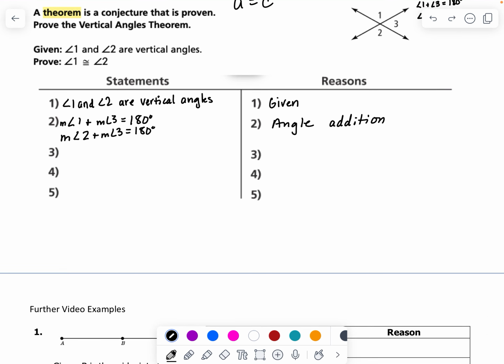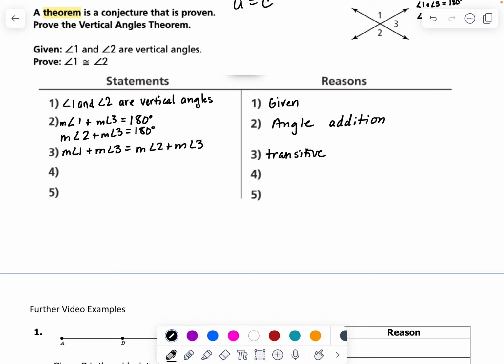So we're going to go the measure of angle 1 plus the measure of angle 3 equals the measure of angle 2 plus the measure of angle 3. The point is that since they're both equal to 180, we can set this and this equal to themselves there. And that's because of either transitive or we could say substitution. There we go. Now what?